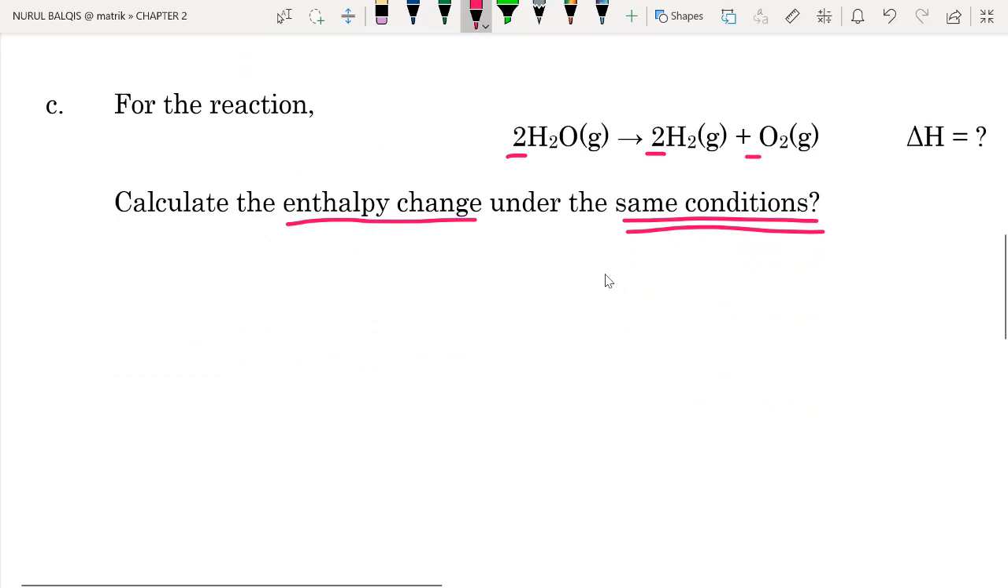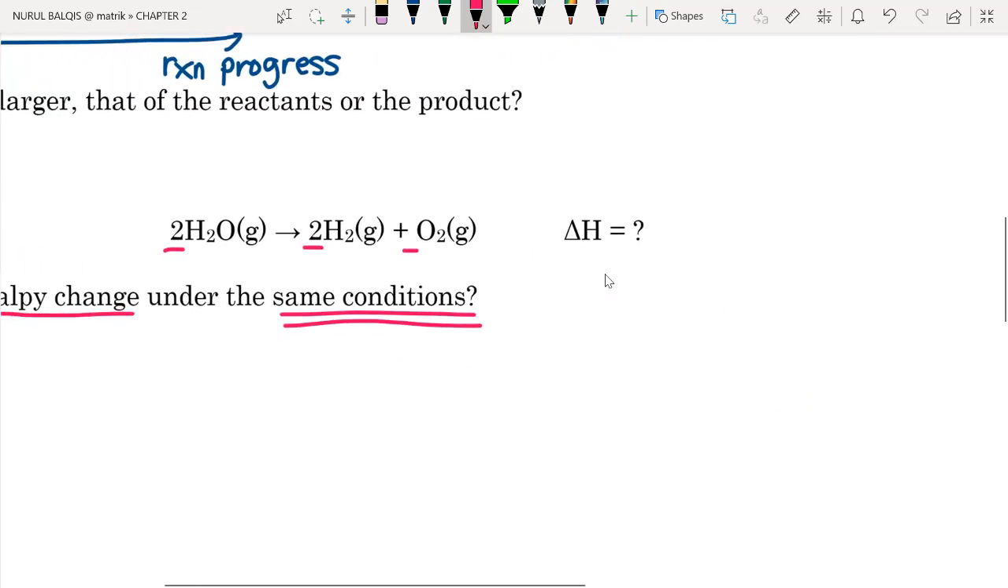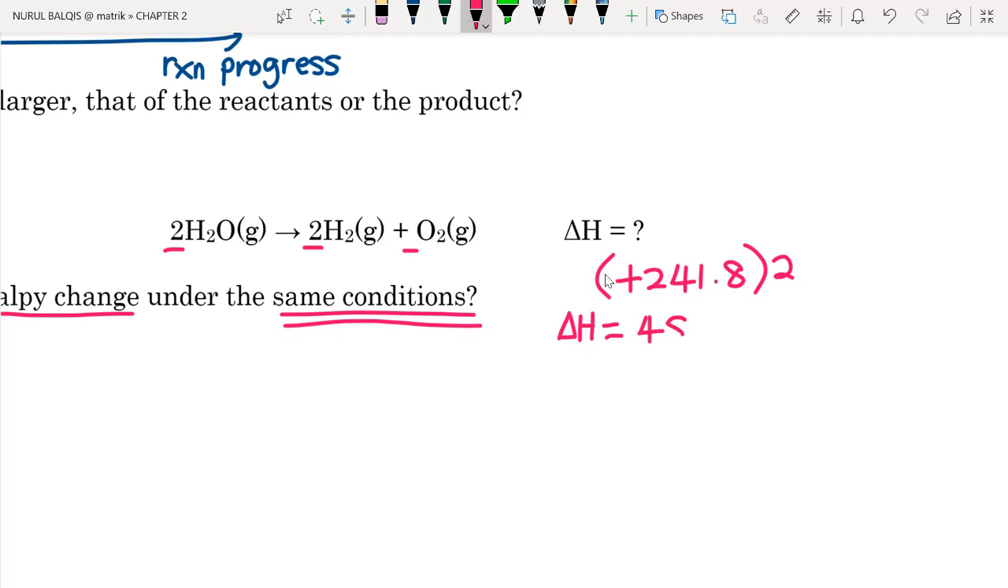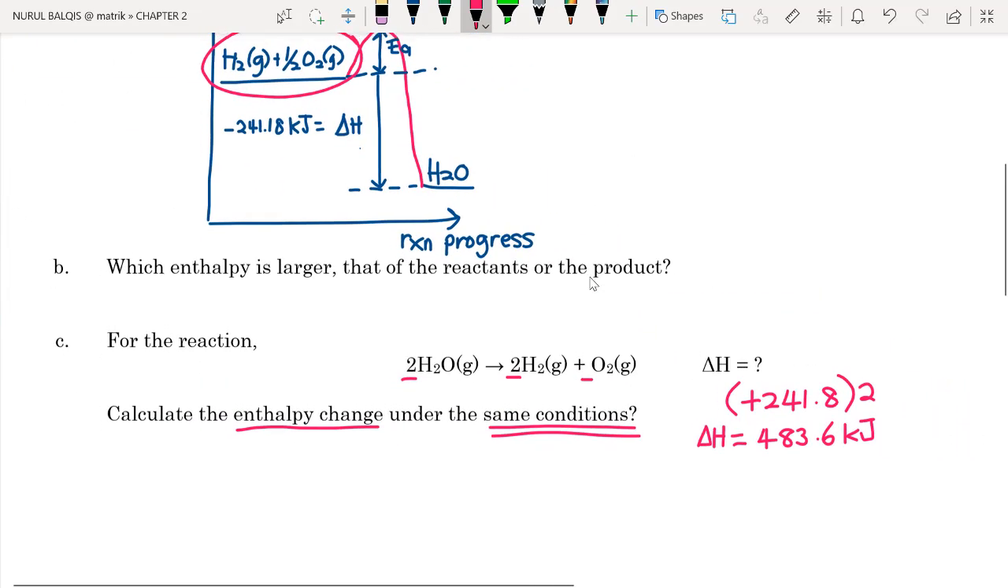So initially we have negative 241.8 kilojoule. Then once we reverse it, it's going to be positive 241.8 kilojoule. And once we times all the species by 2, then we also need to times this by 2. So lastly, you're going to get delta H of 483.6 kilojoule. Okay, so that's how you do these questions.